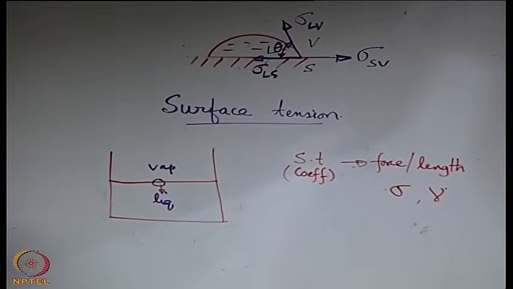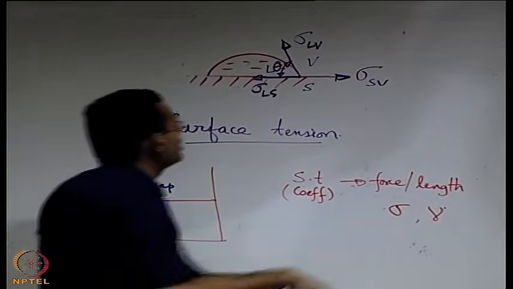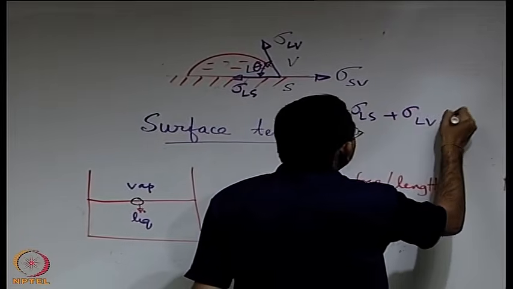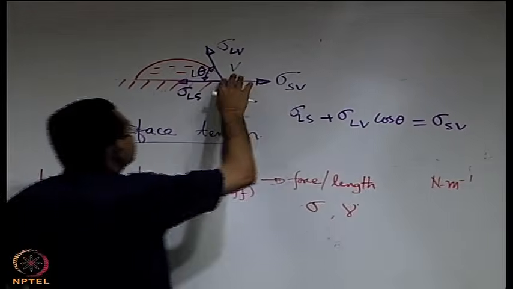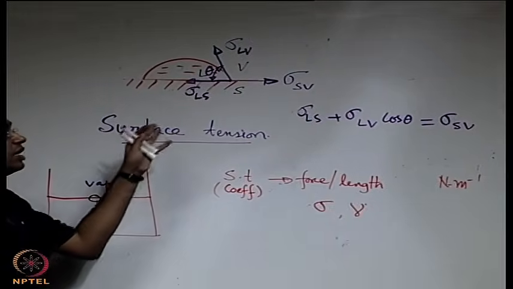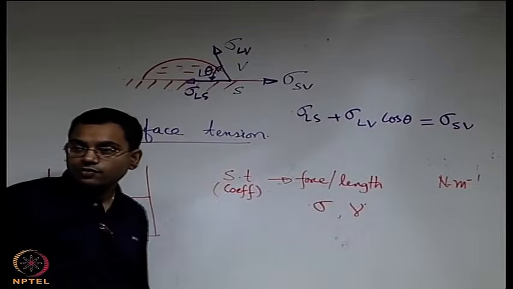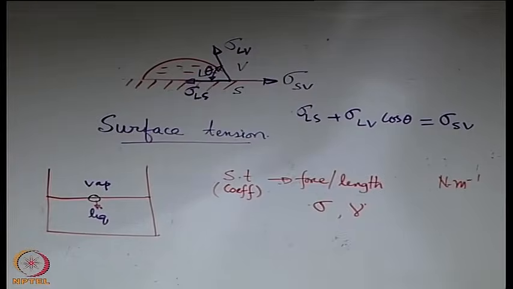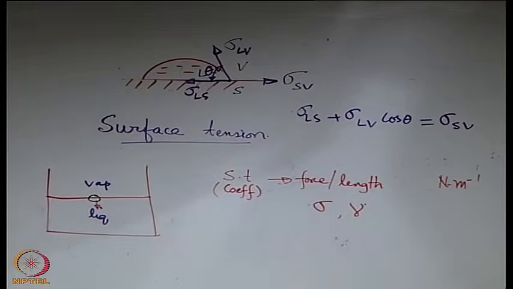If you write the equilibrium along the horizontal direction, then you can clearly see that sigma LS plus sigma LV cos theta is equal to sigma SV. When you are considering an elemental length, that elemental length is cancelled from all sides, so only the sigmas remain. It is basically a force balance, but it looks like a surface tension coefficient balance, because the corresponding length on which this acts, like a unit length, gets cancelled.